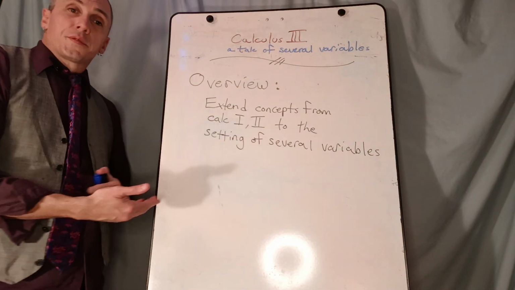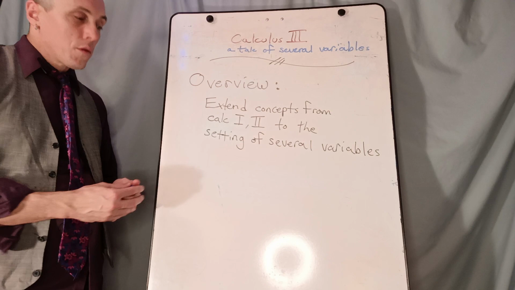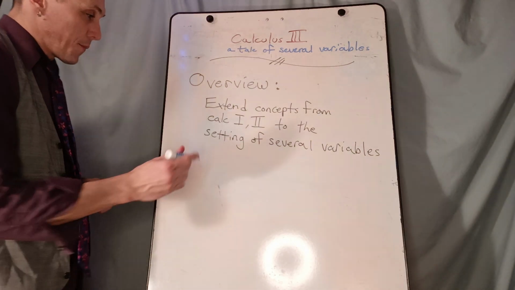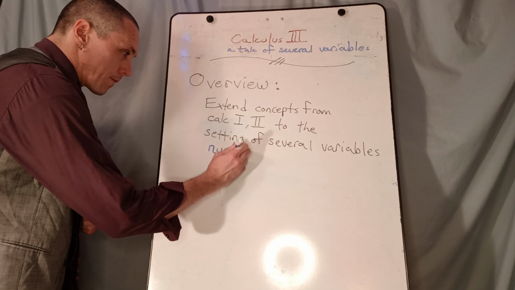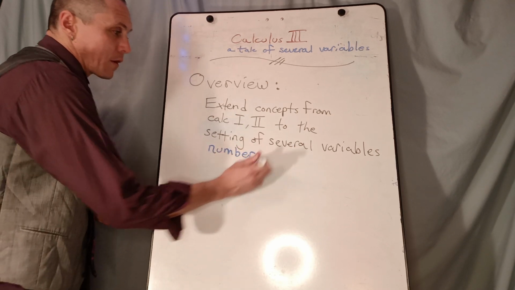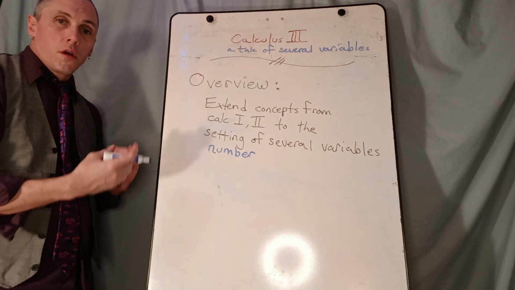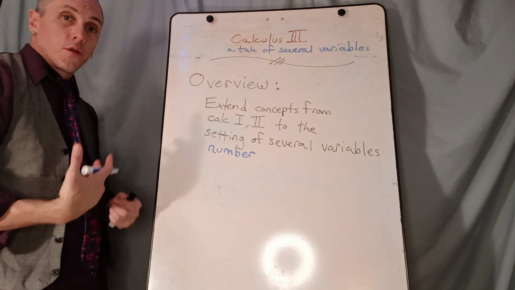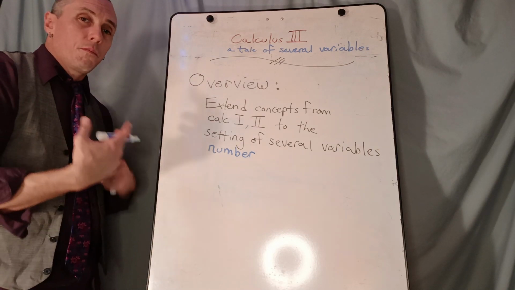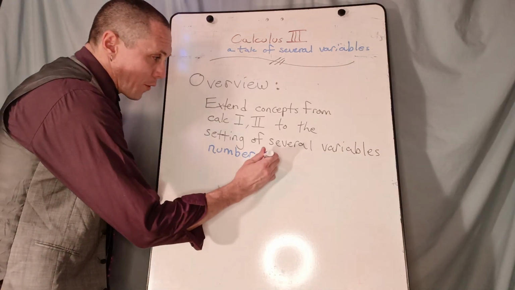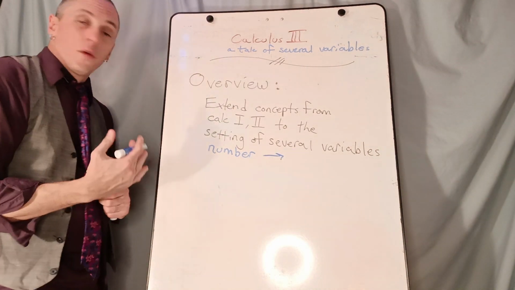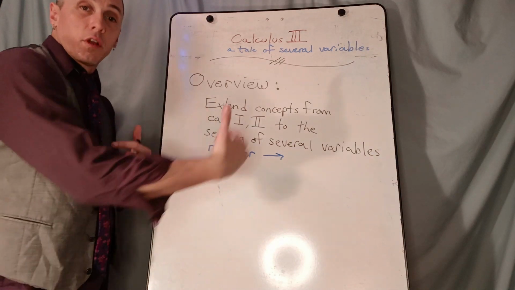But which concepts are those going to be? Well, let's begin with the concept of a number. This is a single quantity that we assign some real number to. And what we might consider then are several of these quantities.